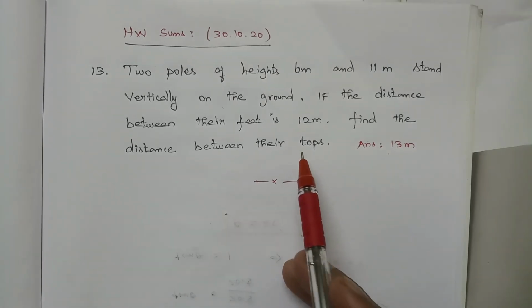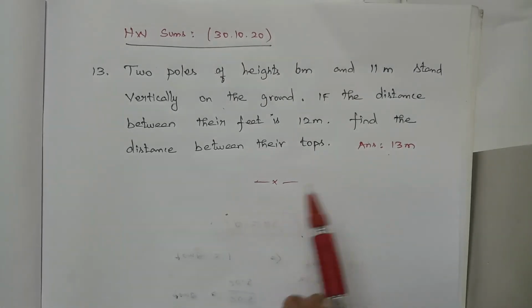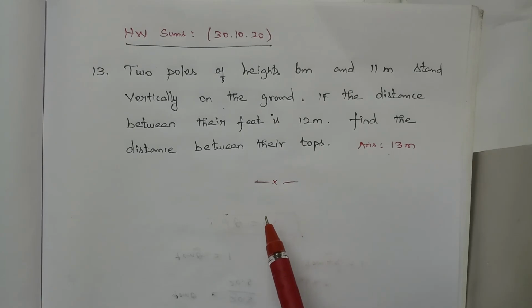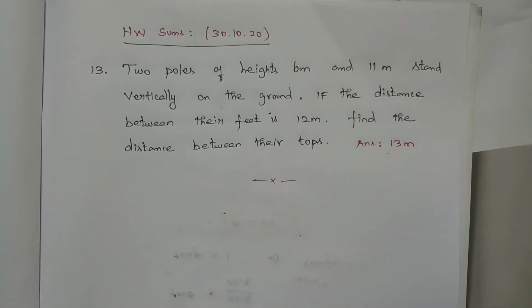Today you are having only one homework sum, and tomorrow we are going to start sums based on two right angle triangles, right? Two right angle triangles.